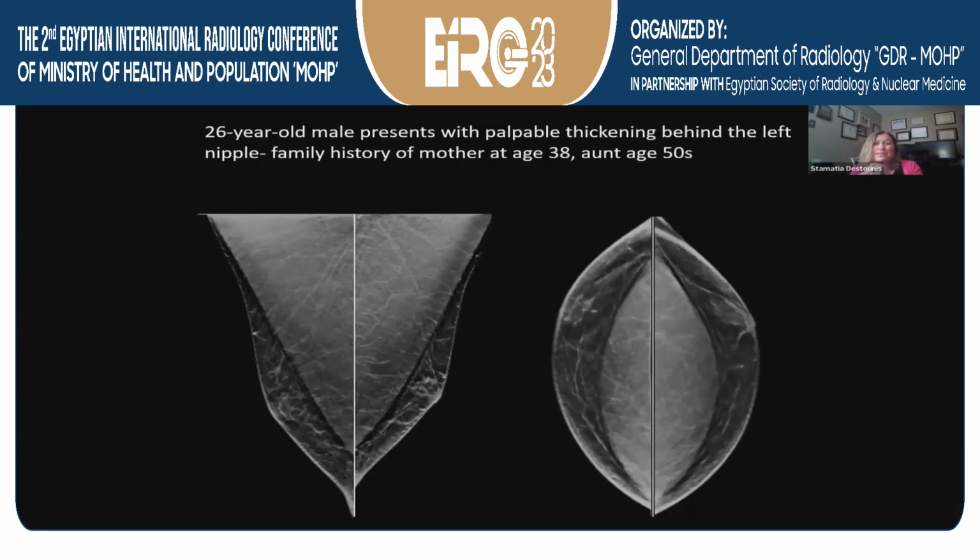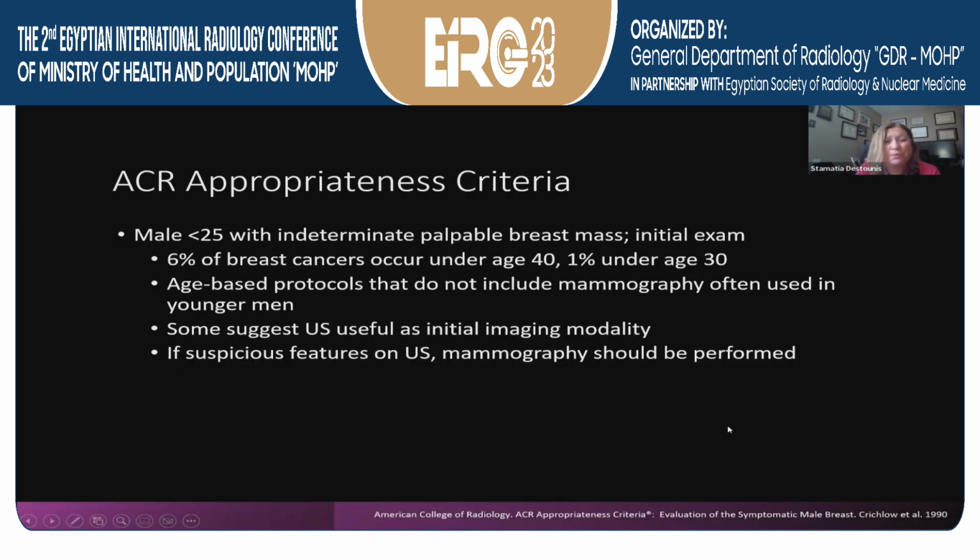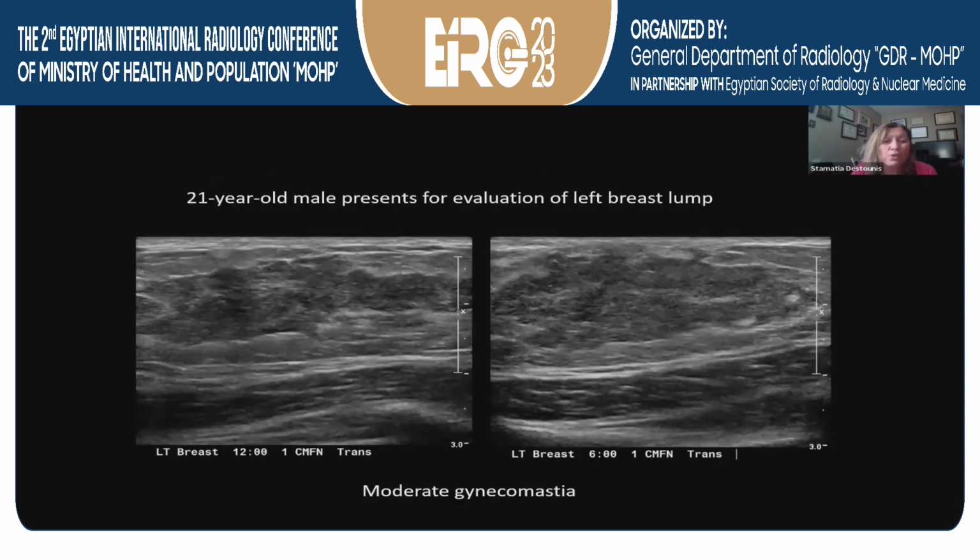This is a 26-year-old male, and he did have a family history of mother at age 38 with breast cancer and an aunt in her 50s. And then he has gynecomastia on both sides, more so on the left, and the ultrasound revealed the gynecomastia. So we discussed this with the patient. Our American College of Radiology tells us that if you have any indeterminate palpable mass in a young male on initial exam, you may not start with mammography, you may start with ultrasound, but you may do mammography also if you need to.